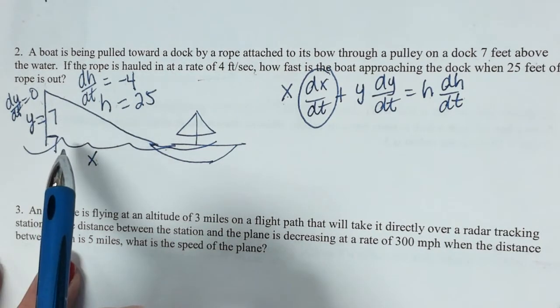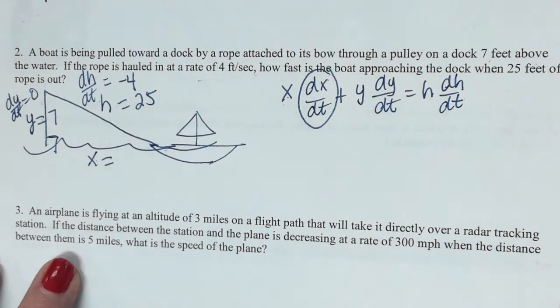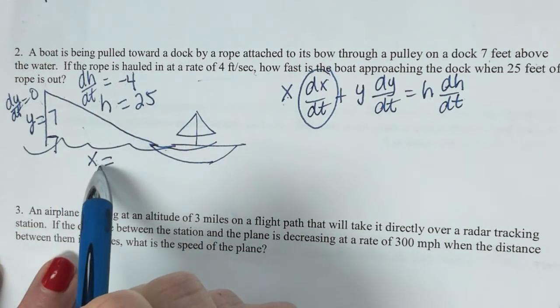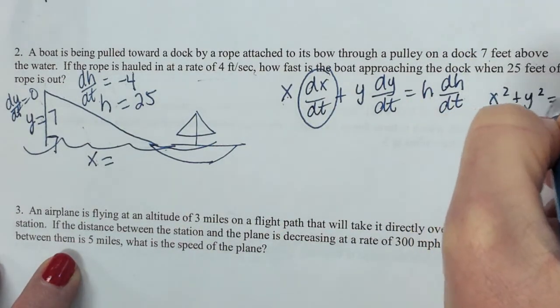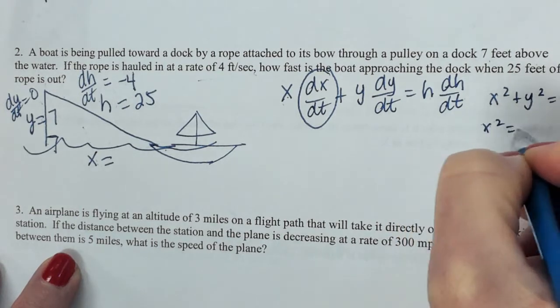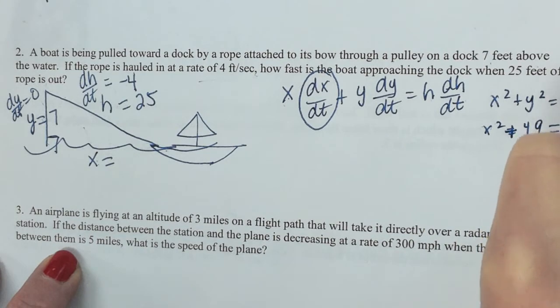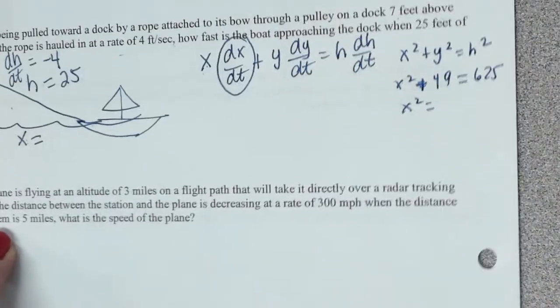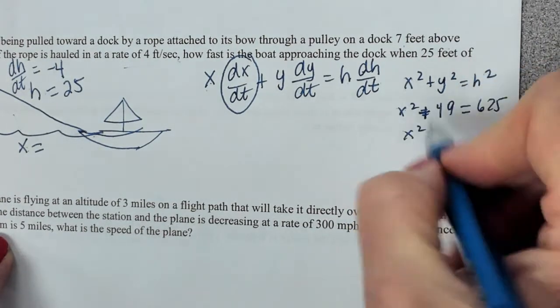So we've got that. So let's see what we need. We need one more thing. We need to know what x is. Does anyone know it? How do we find it? Pythagorean theorem. I can do x squared plus y squared equals h squared. x squared plus 49 equals 625. x squared, subtract the 49 from 625. 576, take the square root, 24.